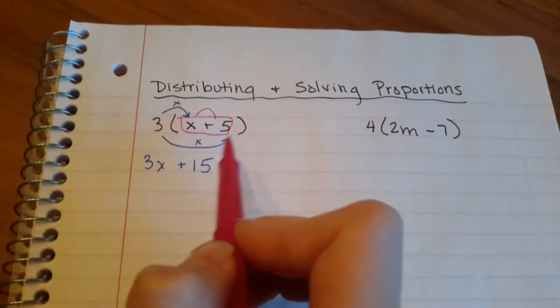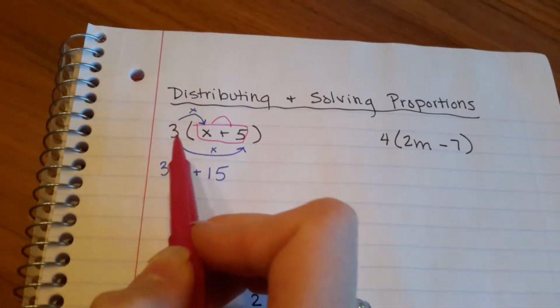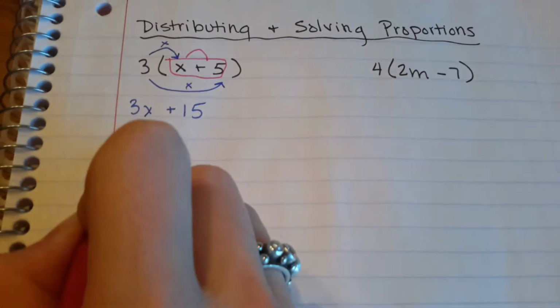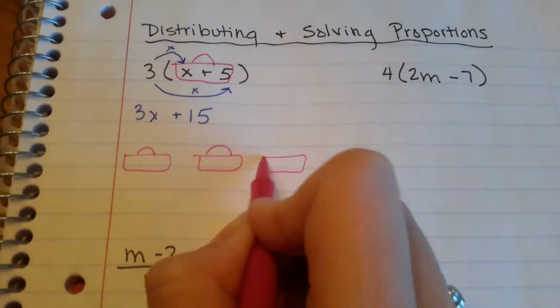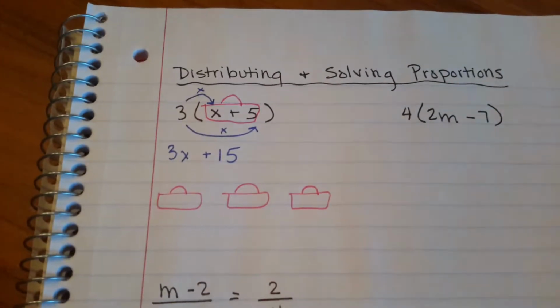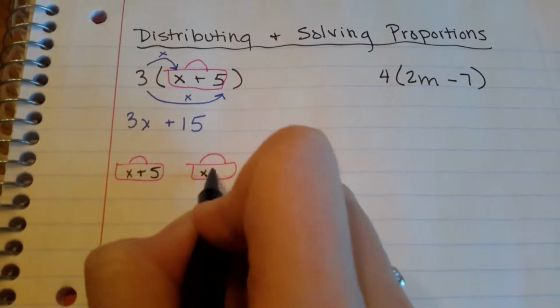But we don't just have one of these baskets. The number outside the parentheses tells us how many of those baskets we have. So we actually have 3 baskets. And they all contain the same thing. They all contain x plus 5.